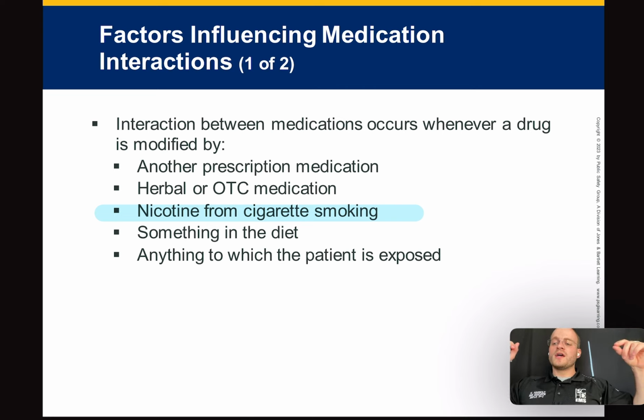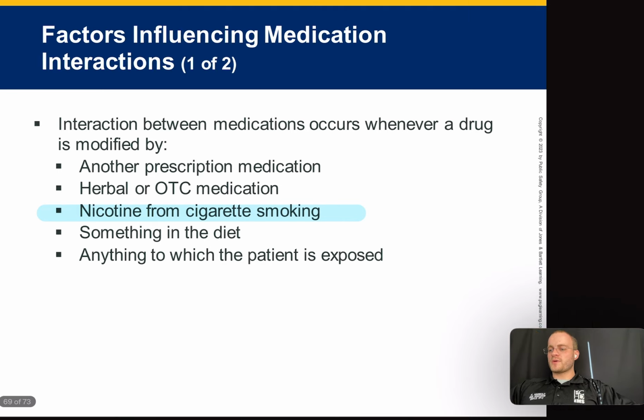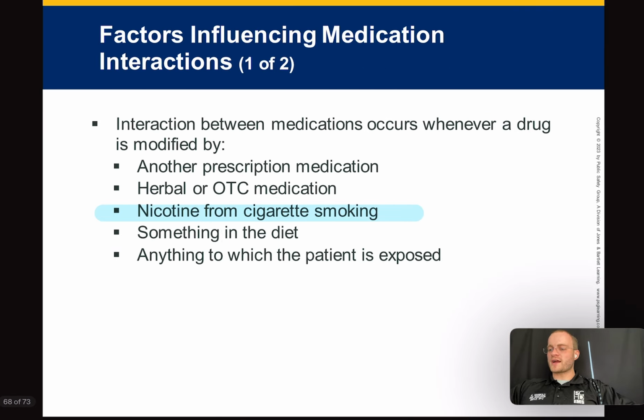I'll give you an example. Have you ever heard of someone with a tyramine disorder? So someone takes a certain medication and they eat cheese or wine, or processed or aged foods, they can end up with a really bad reaction. So there are many examples of food that can interact with medication. So anything to which the patient is exposed obviously can interact with their medication.